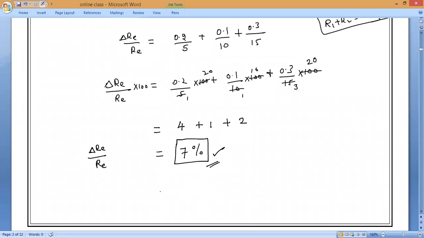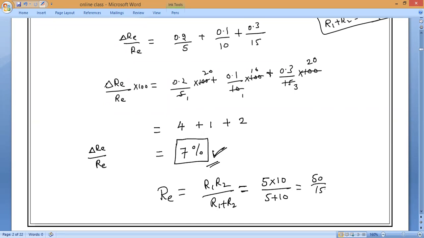Now we want to find the equivalent R first. So parallel: R1 into R2 divided by R1 plus R2. They are asking that also, the total resistance in parallel with the possible error. What is the possible error? 7%. Now R1 is 5 into R2 is 10, divided by 5 plus 10, which is equal to 50 divided by 15. 5 3s are 15, 5 10s are 50, which is equal to 10 by 3, which is equal to how much?